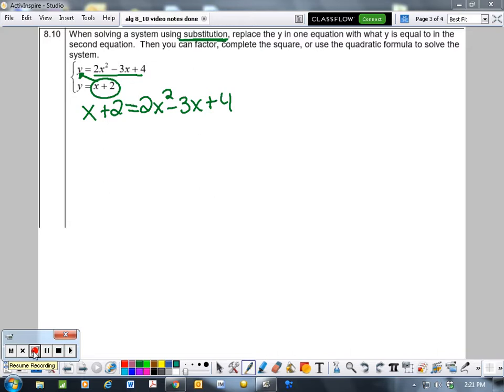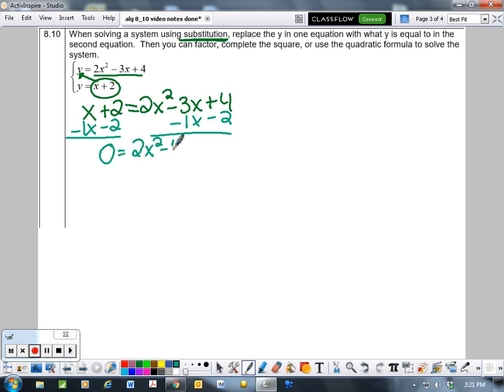Okay, now that we've done that substitution, we can now actually solve this equation. So we can solve the equation by moving everything to one side. So I'm going to subtract 1x, minus 2. And this is going to give me 0 equals 2x squared minus 4x plus 2. And so we have several options to us. We can factor, we can complete the square, or we can use the quadratic formula. So depending on your favorite method, you can do any of them.